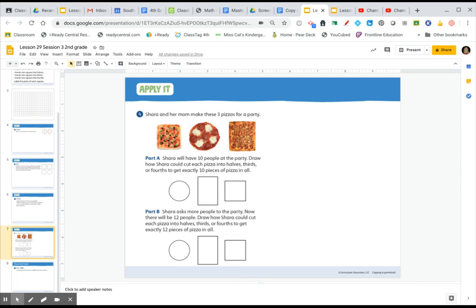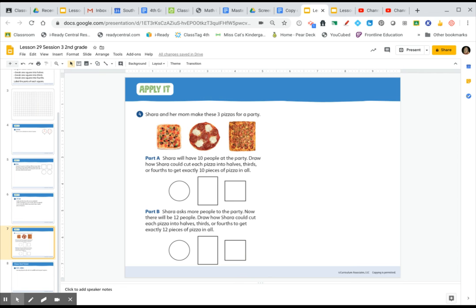Number 4 is apply it. Shara and her mom make these 3 pizzas for a party. Part A, Shara will have 10 people at the party. Draw how Shara could cut each pizza into halves, thirds, or fourths to get exactly 10 pieces of pizza in all. This is your workspace on here. And we'll see how your teacher, they may have placed that one on there too. Think about that. You can answer that in your journal.